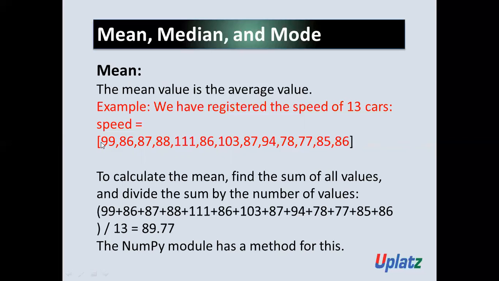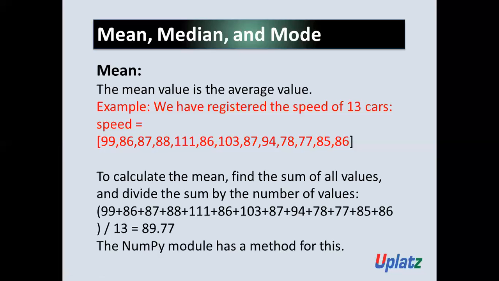Since we have registered the speed of 13 cars, the average speed of the car is 89.77, or the mean of the speed of the car is 89.77. Got it? So remember, the mean value is nothing but the average value. So for example, we have registered the speed of a total of 13 cars. You can see the first car speed is 99, 86, 87. You can consider it as kilometers per hour: 99 kilometers per hour, 86 kilometers per hour, 87 kilometers per hour. Okay. So how to find the mean?